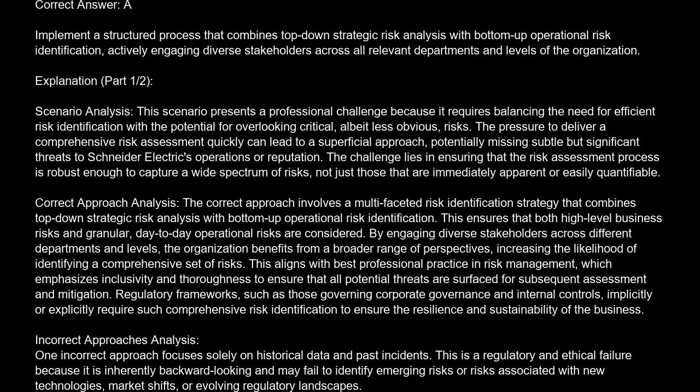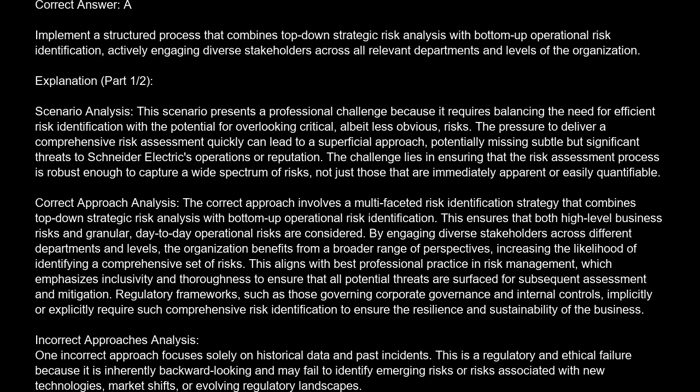The pressure to deliver a comprehensive risk assessment quickly can lead to a superficial approach, potentially missing subtle but significant threats to Schneider Electric's operations or reputation. The challenge lies in ensuring that the risk assessment process is robust enough to capture a wide spectrum of risks, not just those that are immediately apparent or easily quantifiable.